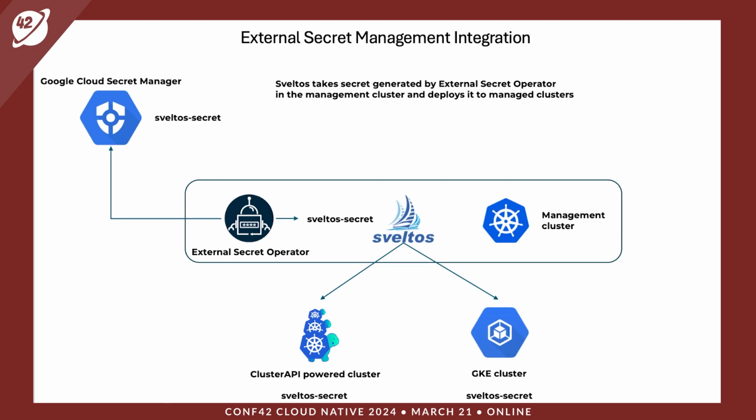What happens if the secret gets updated? We go and update the secret in the Google Cloud Secret Manager. Well, the External Secrets Operator, as we saw, detects that there was a change and updates the Kubernetes secret in the management cluster. And now Sveltos detects that the External Secrets Operator has updated the secrets that it manages, and it takes the content and updates the content in every managed cluster. So it's a very easy and programmatic way of efficiently managing secrets in a fleet of Kubernetes clusters.